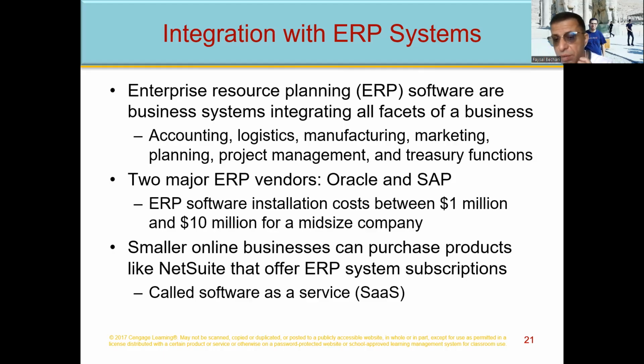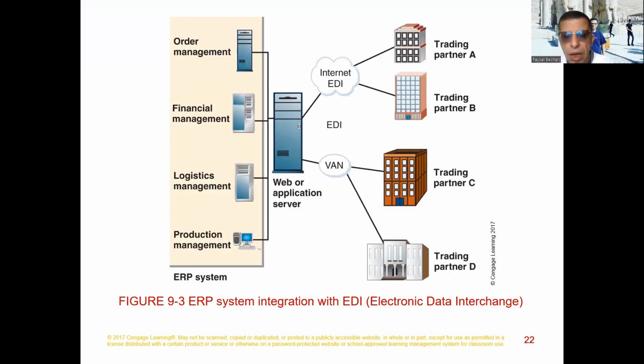Smaller online ERP products like NetSuite offer ERP system subscription, or you can use Excel if it's too small, which is called software as a service. We'll talk about the difference between Oracle and NetSuite, which is Oracle NetSuite, owned by Oracle. And this is how the ERP system integrates with electronic data interchange. We can look at that.